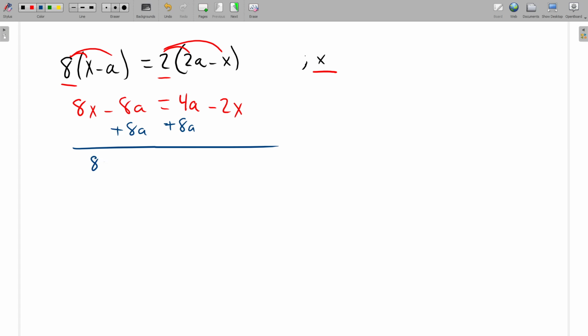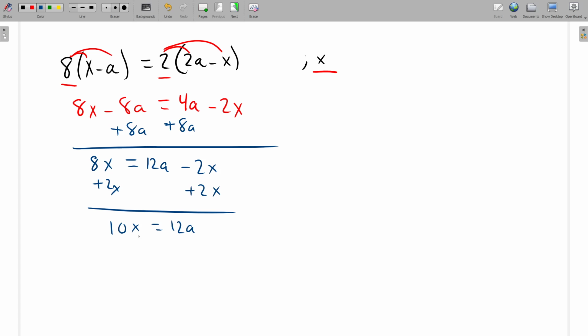Doing this leaves us with 8x on the left. And we now have 4 plus 8, or 12a on the right. And there's still a negative 2x on the right that we need to deal with. So I want to move this negative 2x to the left with the other x's. To do this, we're going to add 2x to both sides, giving us 10x on the left and 12a on the right.